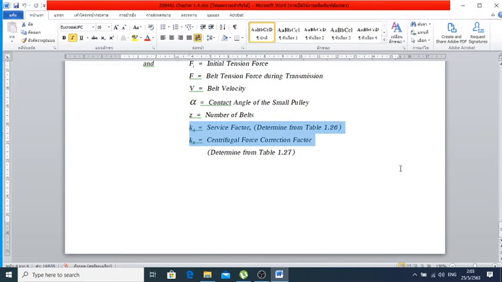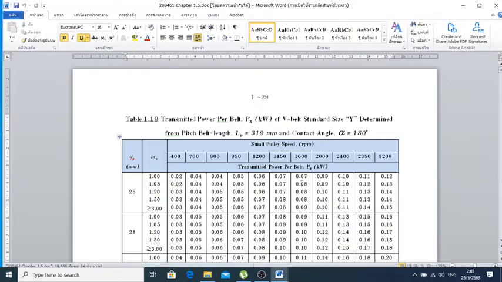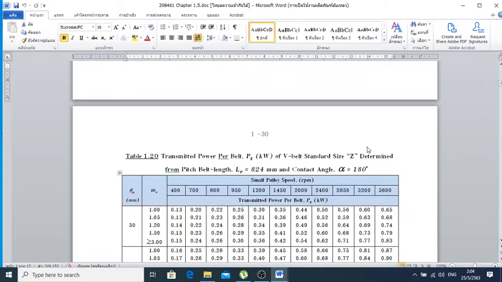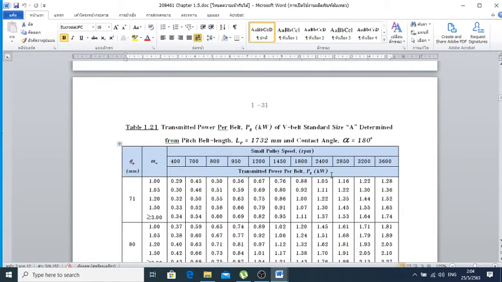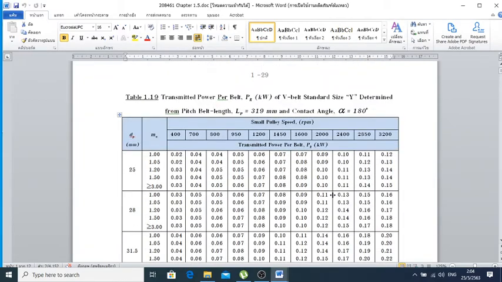So now let's go one by one. We're going to have table 1.19. 1.19 is for the Y belt. If you make a selection of the Y V-belt, you're going to go for 1.19. If you go for the Z belt, you're going to go for 1.20. If you go for the A belt, you're going to go for 1.21. So it's going to be the same characteristics. Let's go for the Y one first.